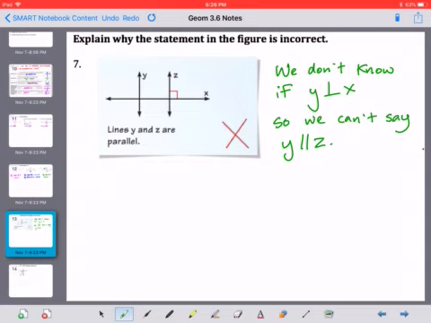Okay, I know it looks like this is a right angle here, but unless they actually put that box in the corner, we can't say they're perpendicular, so they're not perpendicular to the same line. Therefore, we have no idea of saying these are parallel or not.